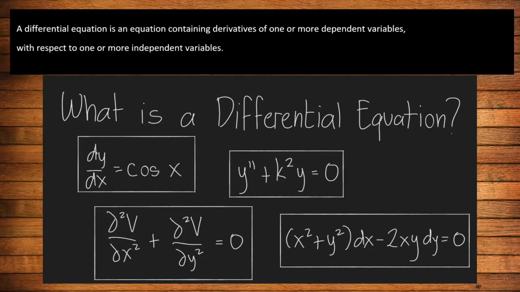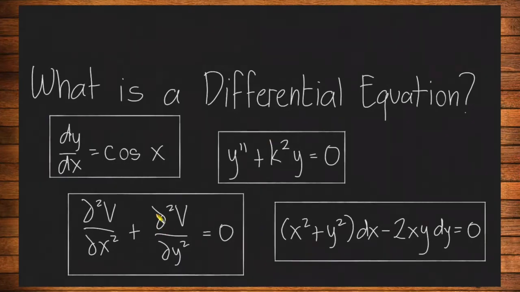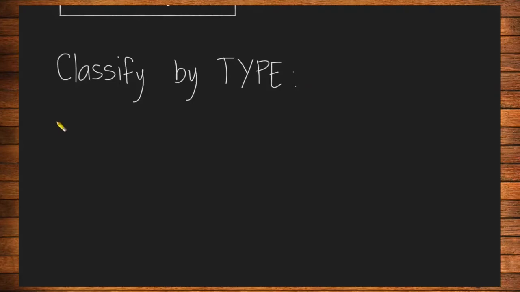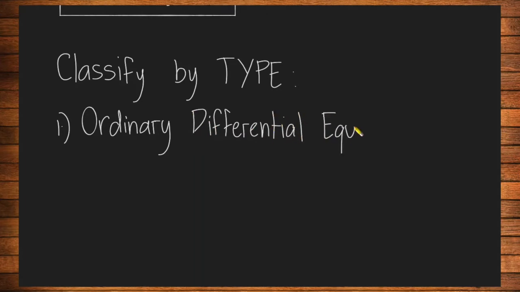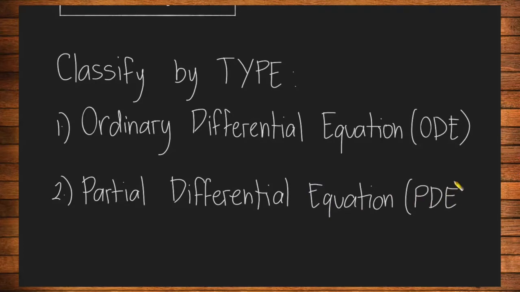So, after natin ma-define kung ano yung differential equation, next na gagawin natin is i-classify natin kasi maraming mga types ng differential equation. First, we classify our differential equation by type. So, we have two types of differential equation. First one is the ordinary differential equation, or also known as ODE. The second one is the partial differential equation, or PDE.